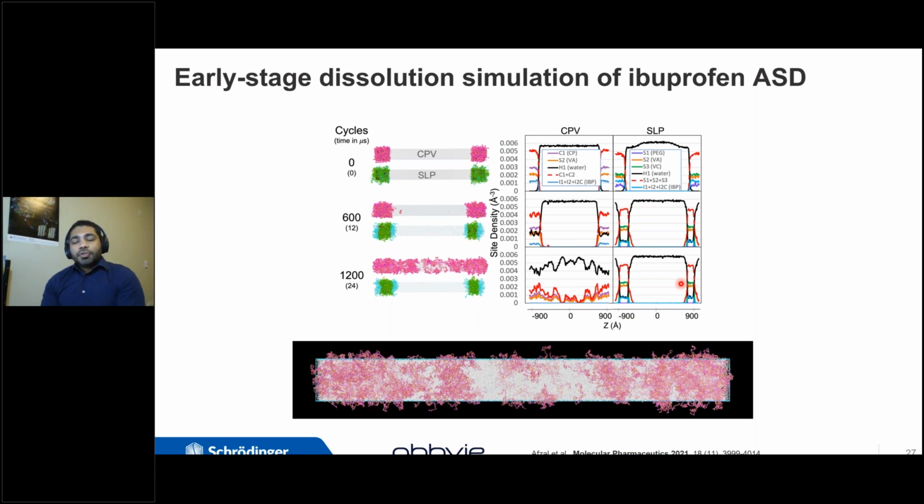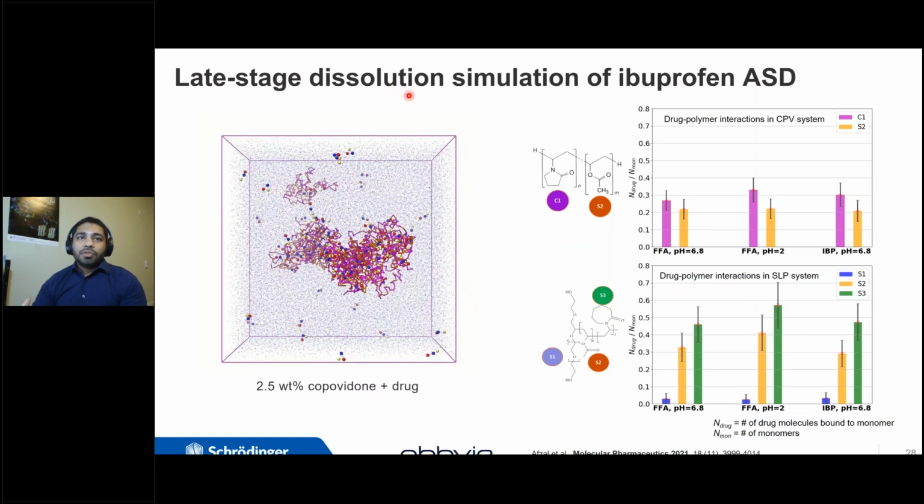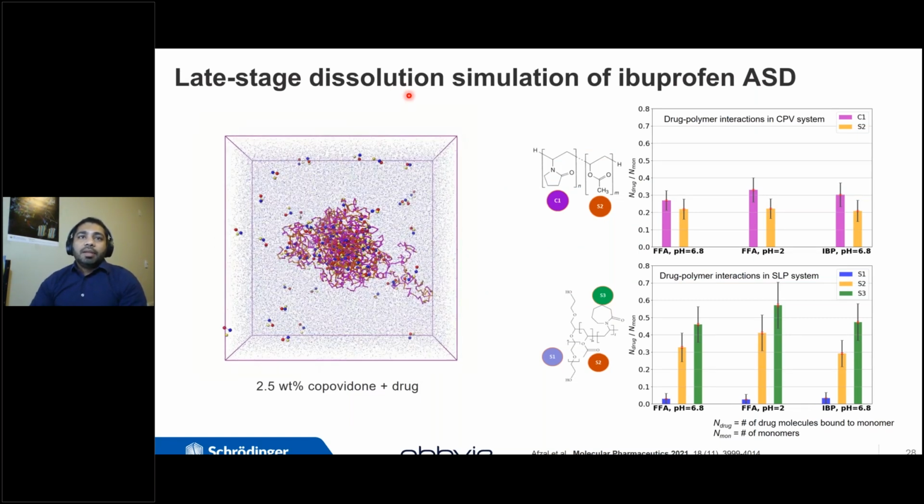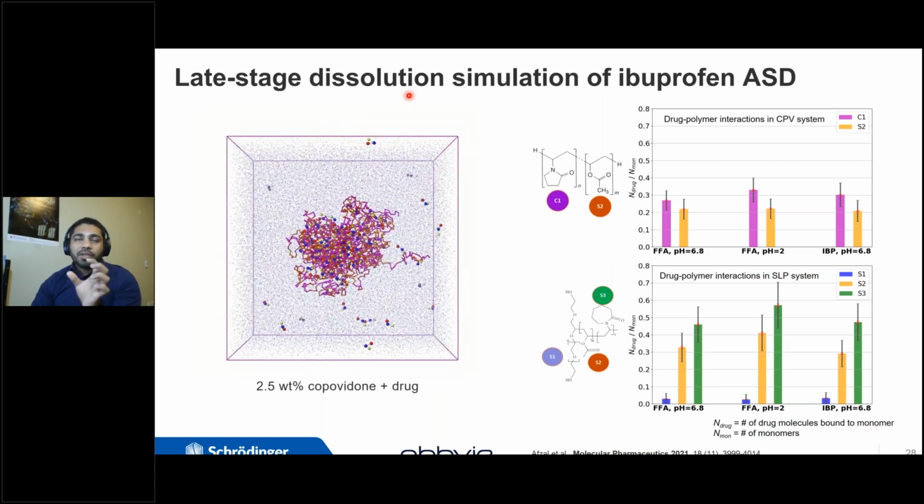And in addition to just looking at the interface, we can also look at the bulk simulations, which also refer to the late stage dissolution. That is when the polymers and the drugs dissolve into the solution completely. So what happens then? And this will give us information about what's the level of interactions that are happening between different subunits of polymers with either the drug or the water, right? So here, what I'm showing is the interactions of the drug with the monomers. If we focus on copovidone, the vinyl pyrrolidone shows a stronger interaction in comparison to the vinyl acetate.